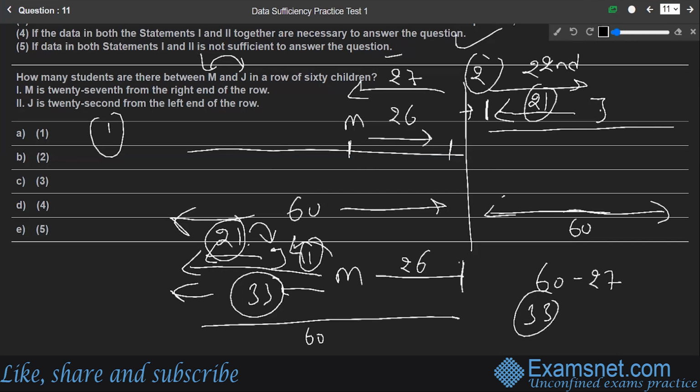So we are able to answer when we combine the information together. There are 11 people between M and J. So that is happening in which option? Option number 4, when both together are necessary to answer the question. Option 4 becomes the right answer.